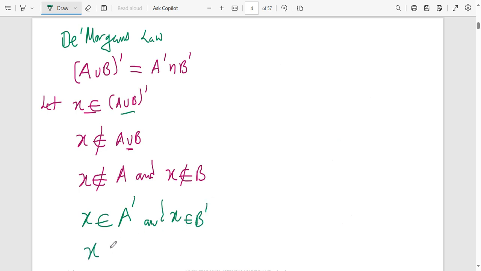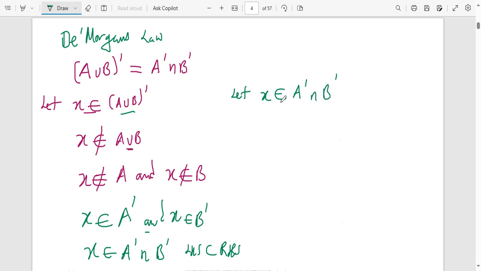And then this will mean that X is a member of A complement, and what sign are we going to put? Intersection. Okay, and then B complement. So we have just shown that the left hand side is a subset of the right hand side. And then conversely, you are going to use the right hand side. So let X be a member of A complement intersection B complement.